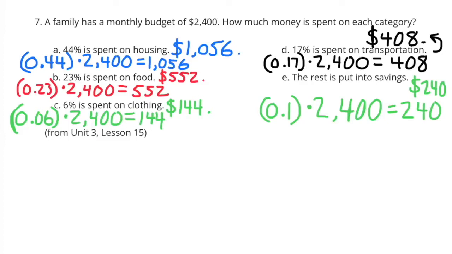If you total up 44% plus 23% plus 6% plus 17%, you'd get 90%. That leaves 10% of 2,400 to go into savings. So 1/10 times 2,400 equals 240. They would put $240 into savings.